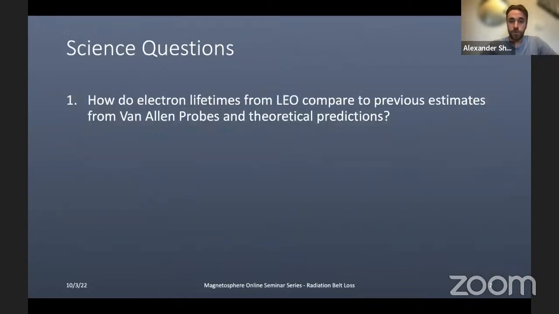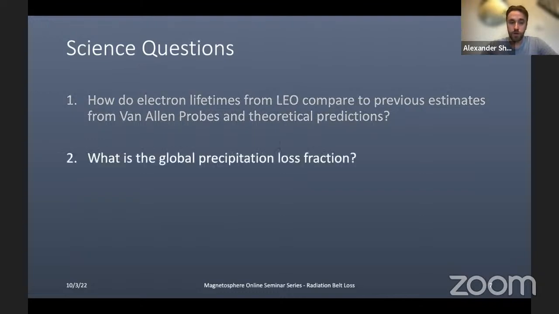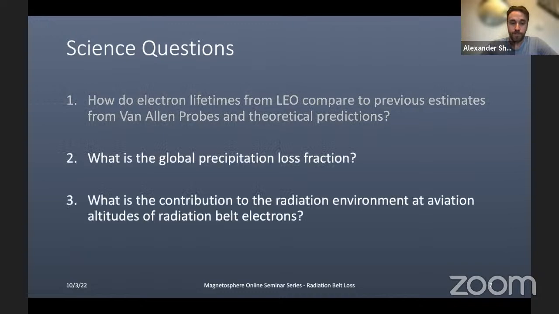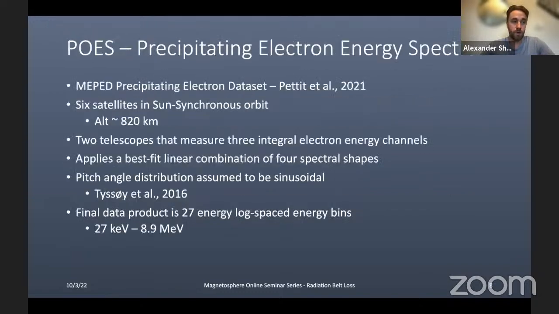That brings me to the three science questions that we're interested in. How do electron lifetimes from LEO compare to previous estimates from Van Allen Probes and theoretical predictions? What is the global precipitation loss fraction? And what is the contribution to the radiation environment at aviation altitudes from radiation belt electrons? We are going to answer these questions with global maps of precipitating electrons.